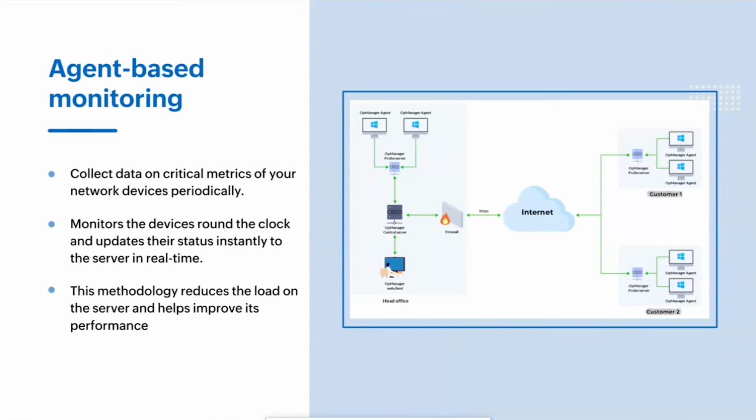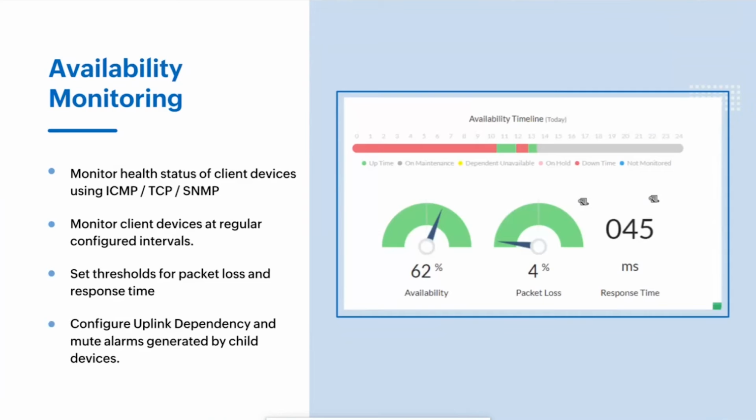OpManager MSP now has agent-based monitoring. Agent-based monitoring lets you collect data on critical metrics of your network devices periodically with the help of an agent. An agent is a small, lightweight software installed on devices. It monitors the devices round the clock and updates their status instantly to the server in real time. This method reduces the load on the server and helps improve its performance. Let's get a little deeper and understand how every monitor works.